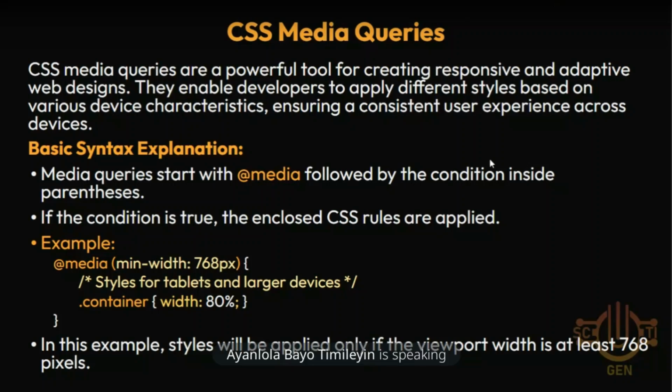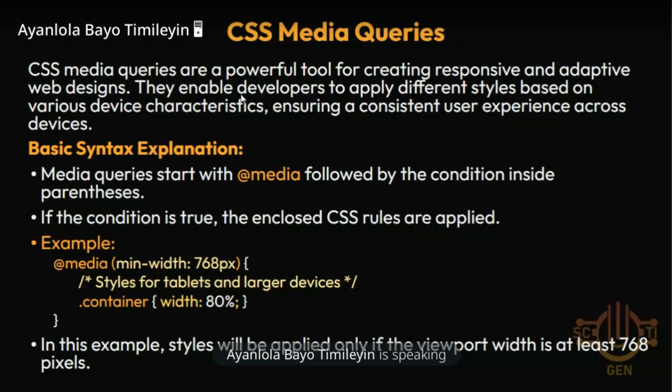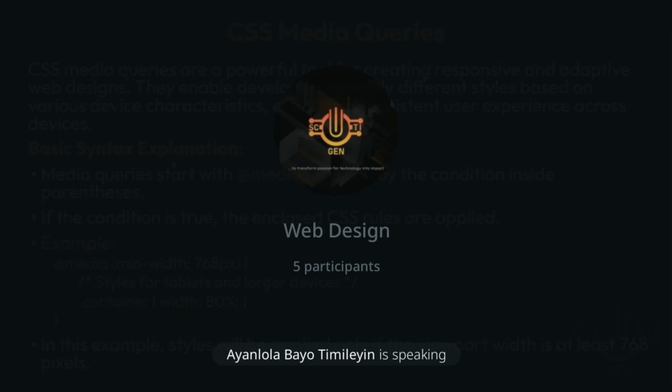CSS Media Queries. They are a powerful tool for creating responsive and adaptive web designs. They enable developers to apply different styles based on various device characteristics, ensuring a consistent user experience across devices. All right. Now, the basic syntax explanation.